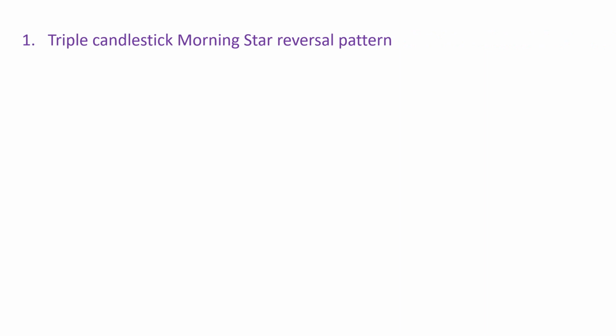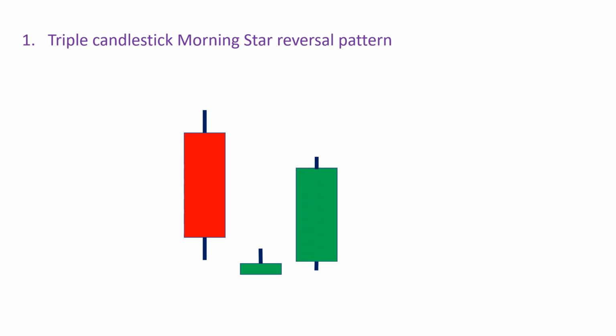The first thing I'm going to talk about is triple candlestick morning star reversal pattern. Morning star pattern consists of 3 candles. The first one is a strong bearish candle signifying a continued drop in prices. The second one is a small bullish or bearish, or can also be a doji candle with a small body that closes with a gap down below the first candle with negligible change in price. Finally, the third candle opens with a gap up and closes within the body of the first candle, preferably above the halfway point of the first candle.